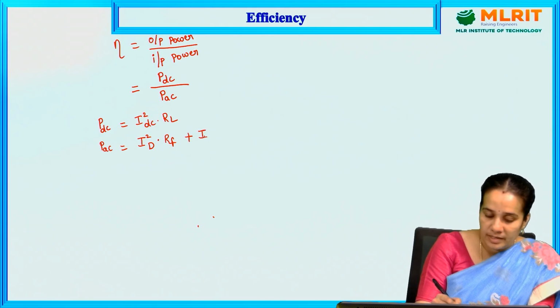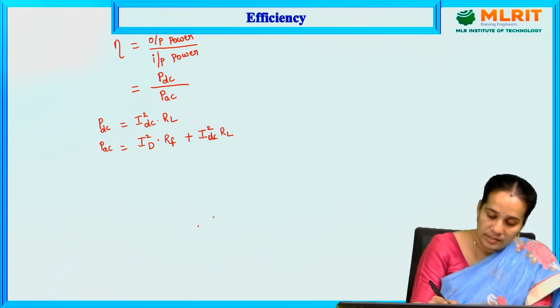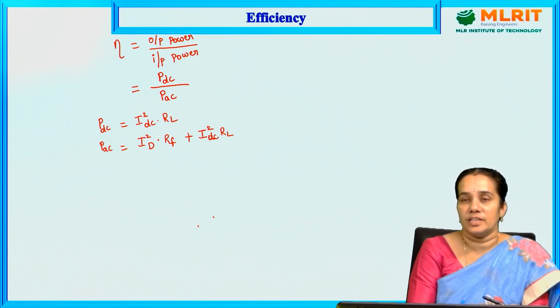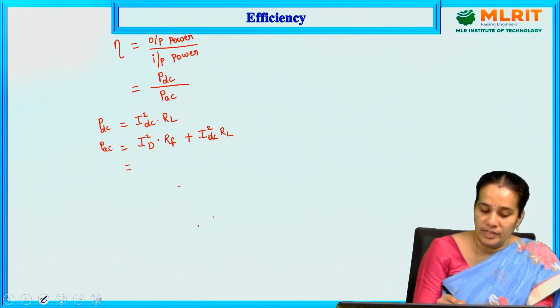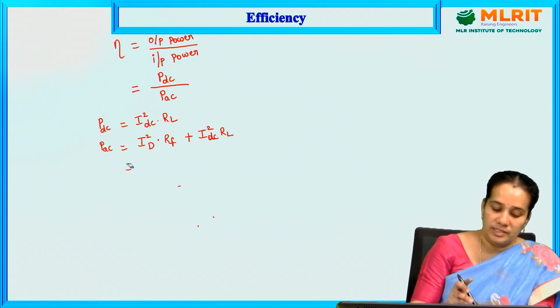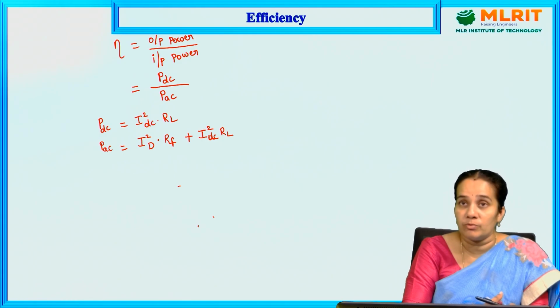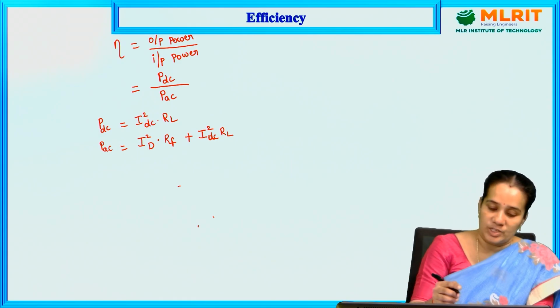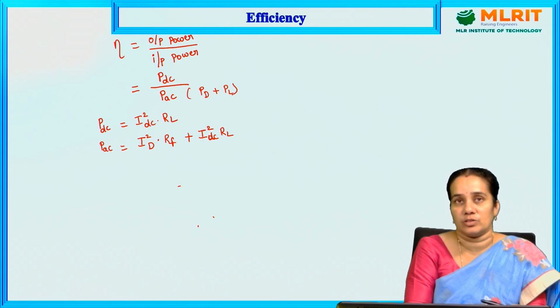The power delivered to the load is I square DC into RL. So AC power is equal to I square D into RF plus I square DC into RL. So AC power can be calculated. It is a combination of diode power and load power, the power which is dissipated across the load.